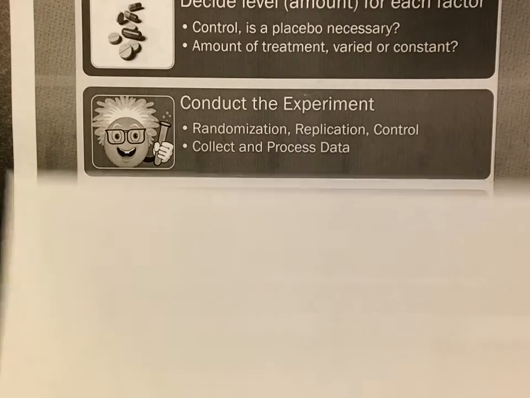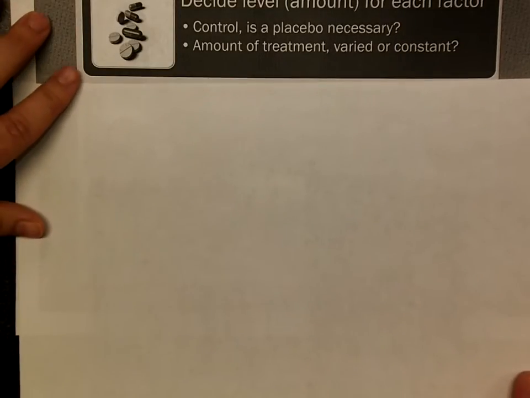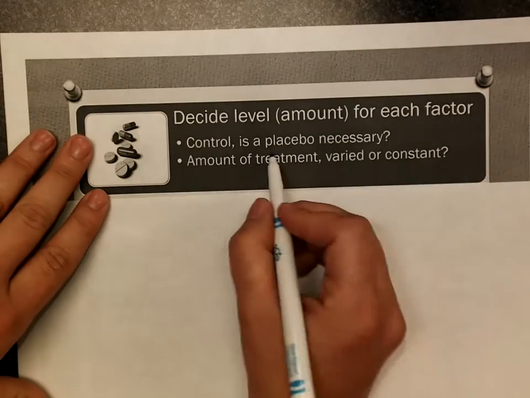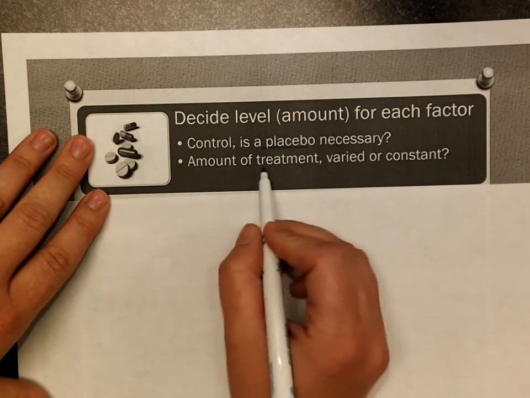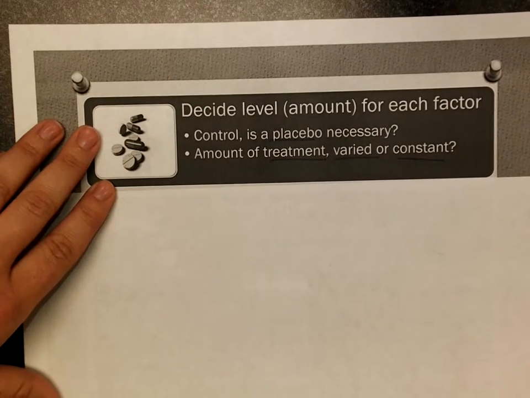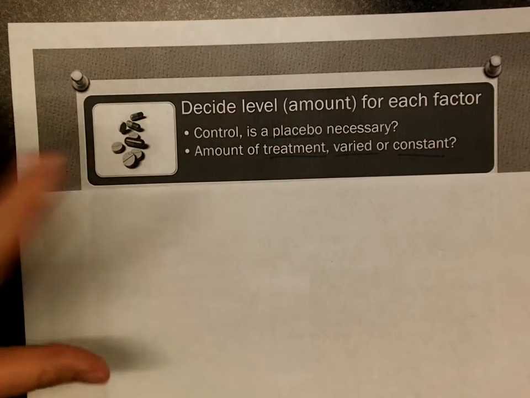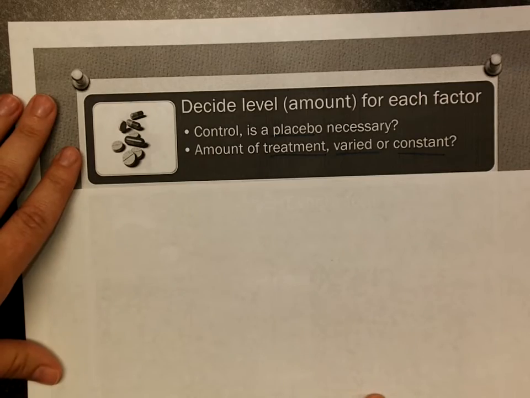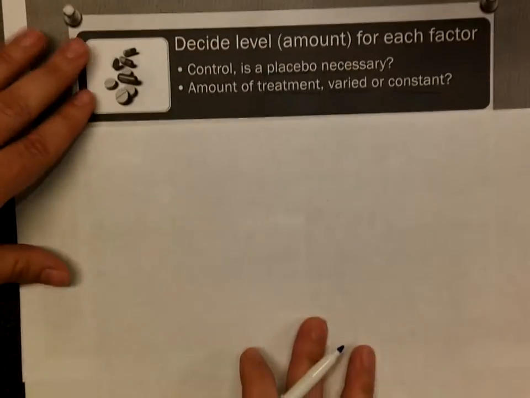And then step 4, we decide on a level or an amount for each factor. Do we need a placebo? How are we going to vary this treatment? Are we going to have the old medication and the new medication? What is it that we're trying to work with? So we have to decide on those different levels for each factor.